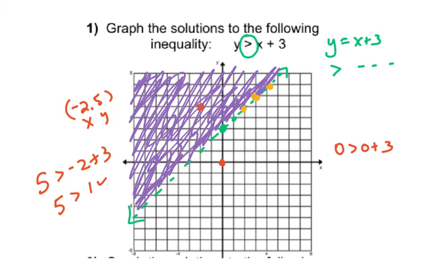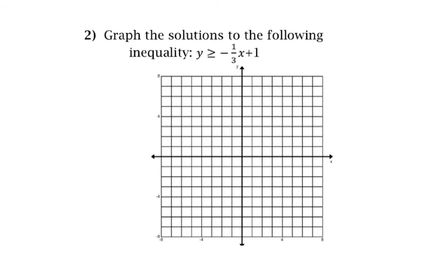So let's look at another example. Number 2. This one says y is greater than or equal to. So I know when I graph it, I'm going to have a solid line instead of a dashed line. And since it says greater than, I'm going to shade above the line. So let's graph it. We're going to start with a y-intercept. I'm going to go down 1 and over 3.